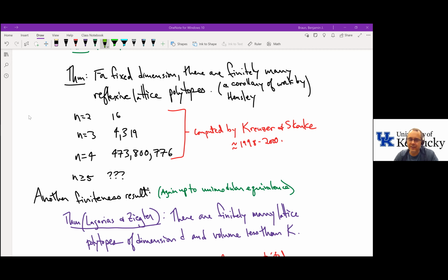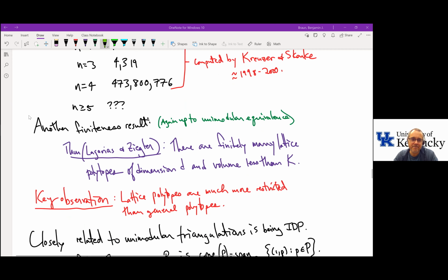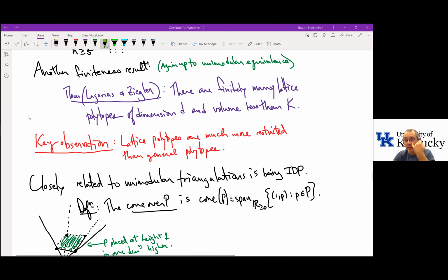Yeah, exactly. Even just understanding reflexive simplices, there is a classification, but the classification is: here's an algorithm that will classify them all. That's exactly what this classification is too. And so if you actually somehow want to understand them all, quote unquote, at once, it becomes much more difficult.